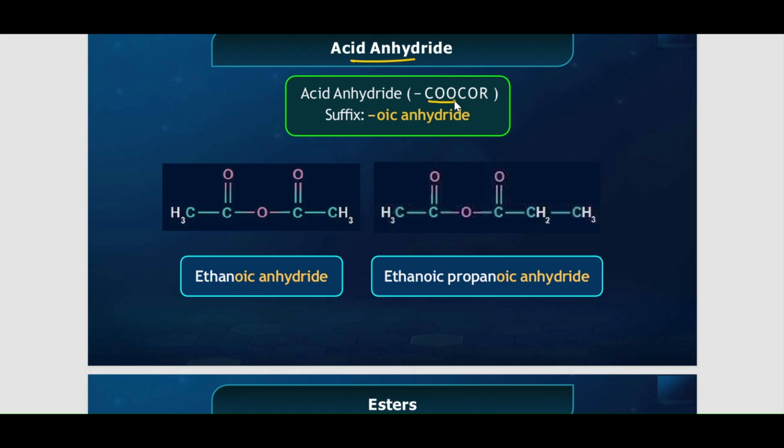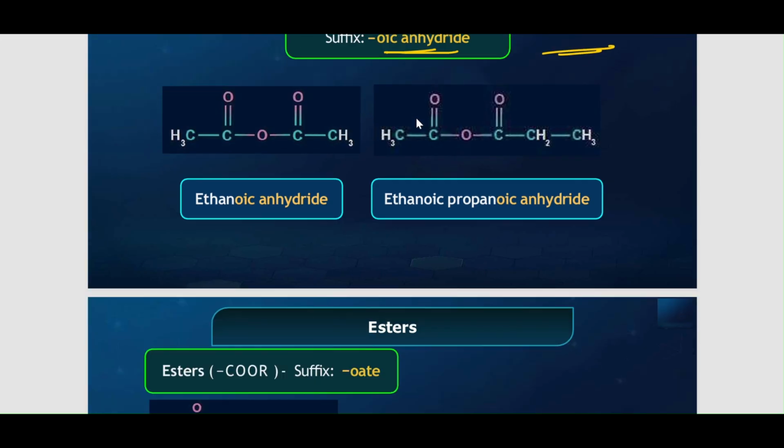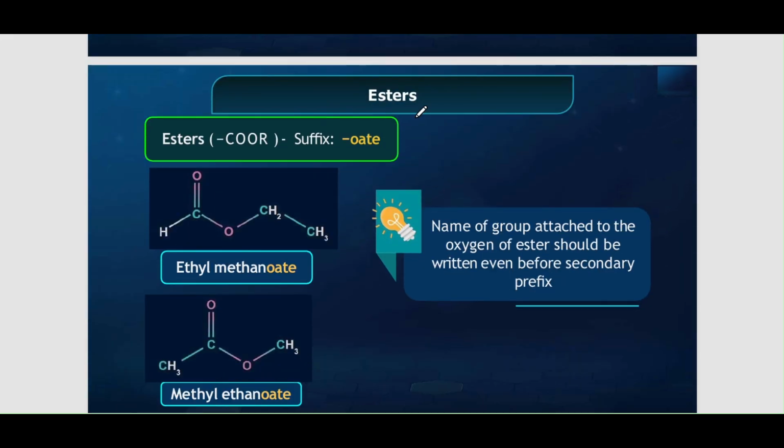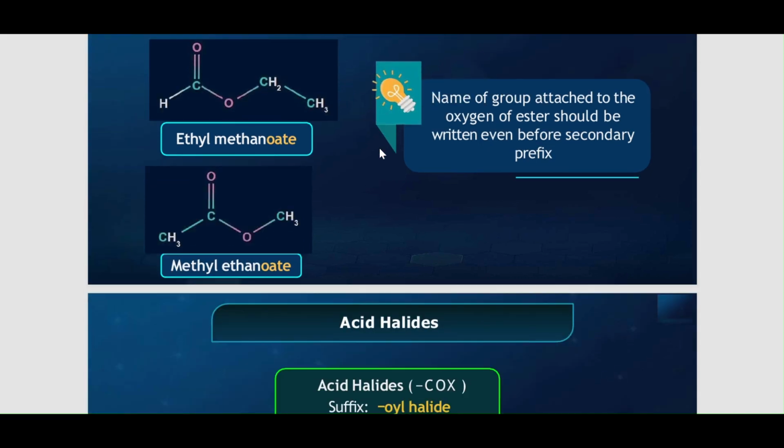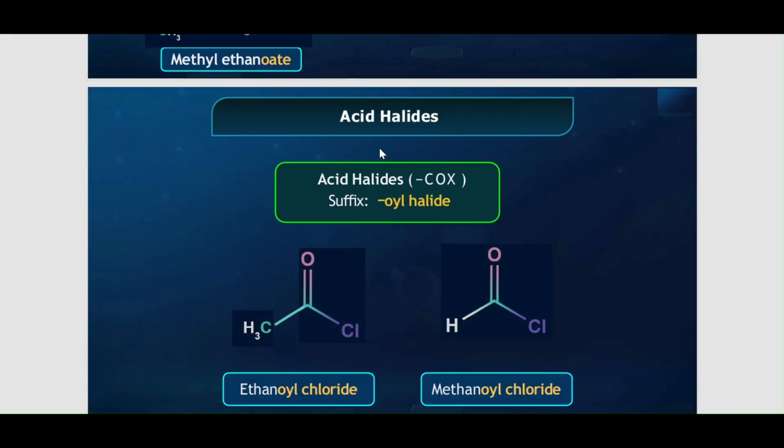Formula COO, COR. You can also write it like this: C double bond O, O, C double bond O, R. Right? So for this functional group, we will write it as oic anhydride. Oic anhydride. Like that, there are so many functional groups. Just now I have explained ester. The functional group is COOR. For that, the secondary suffix we will use is oate. Clear? So like that, acid halides.